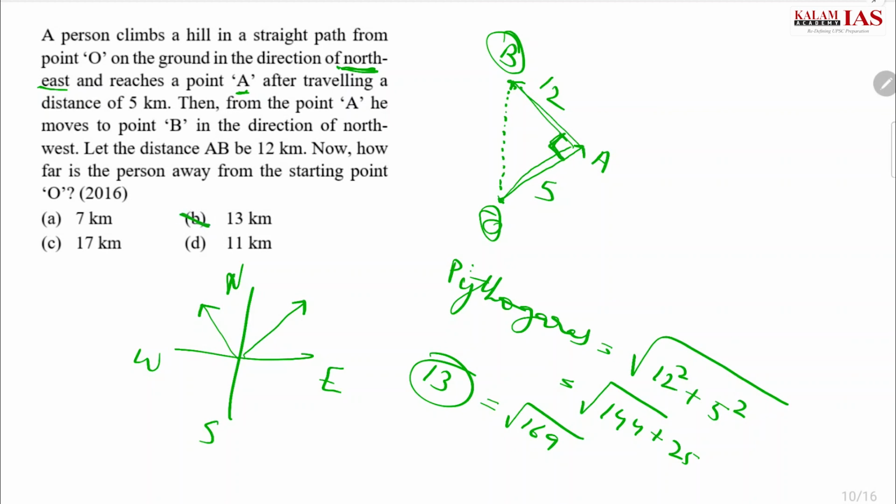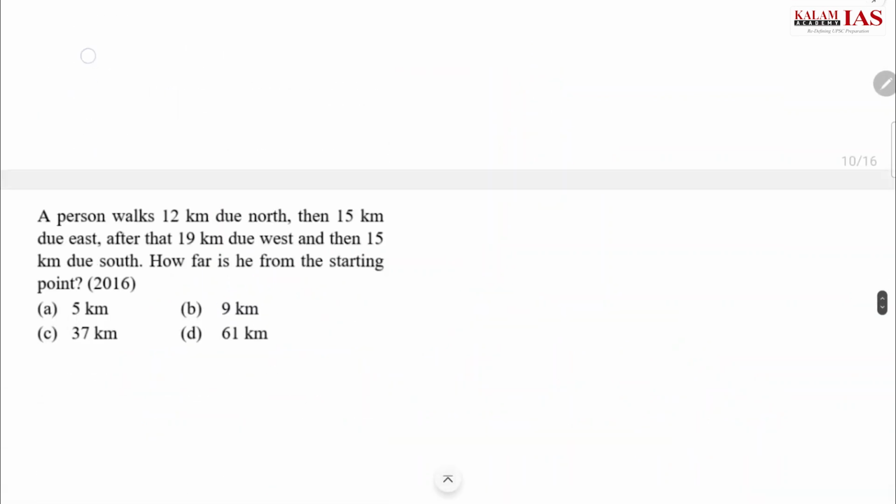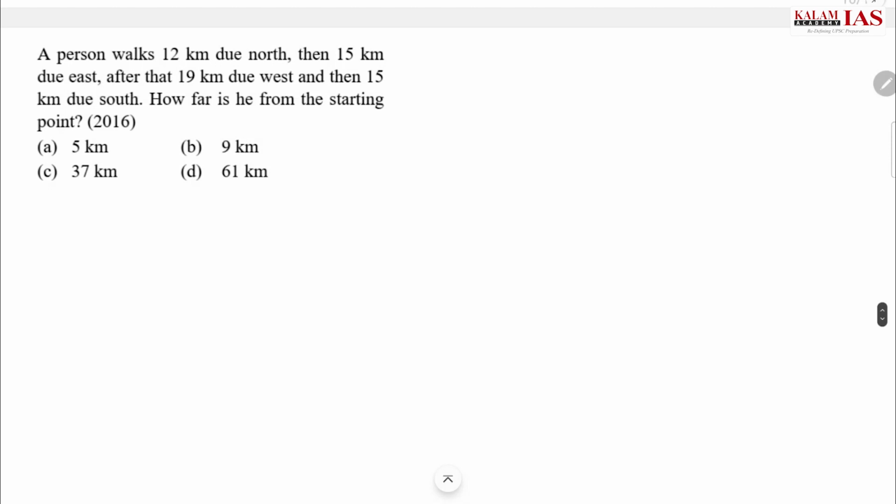Again, a simple question. You have to just visualize and plot the things, and just remember this diagram we had discussed earlier in the slide also, and then simply apply the Pythagoras formula to find the distance between the initial and the final points. Moving on to the next question. Again, you have 1 minute, attempt it, and then we'll solve the question.